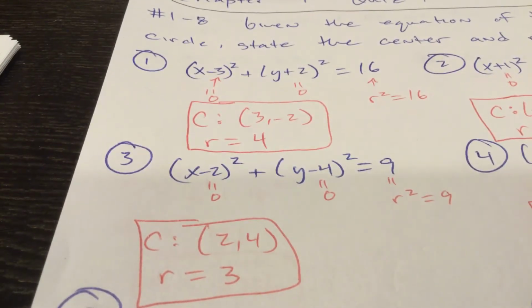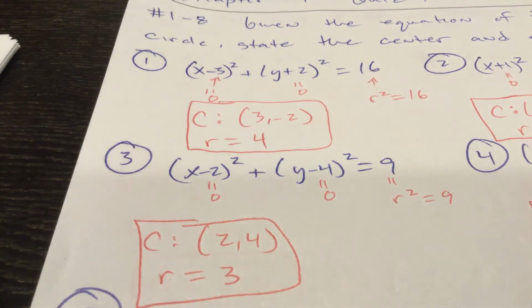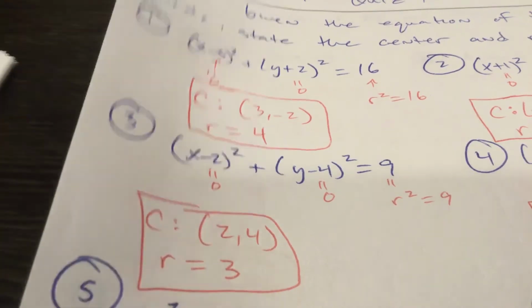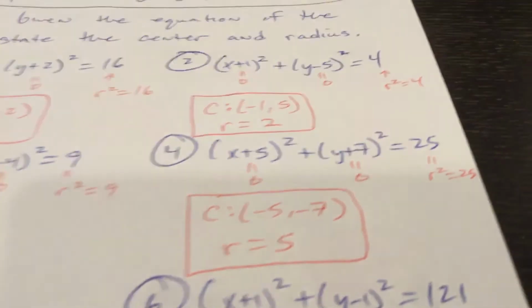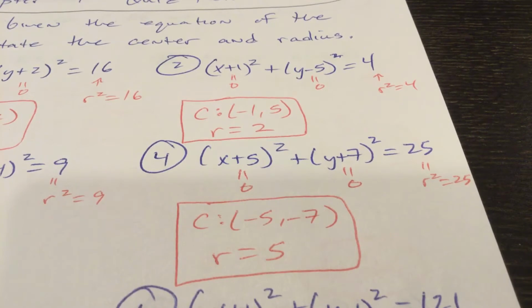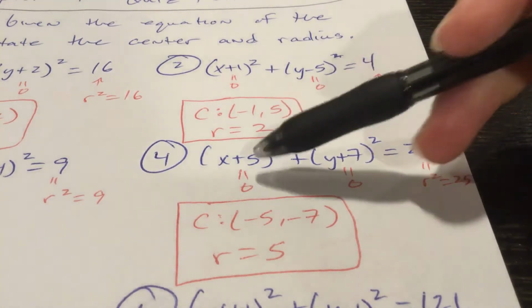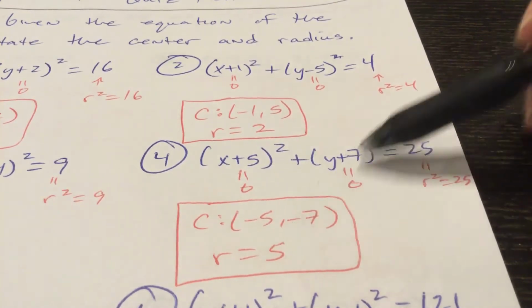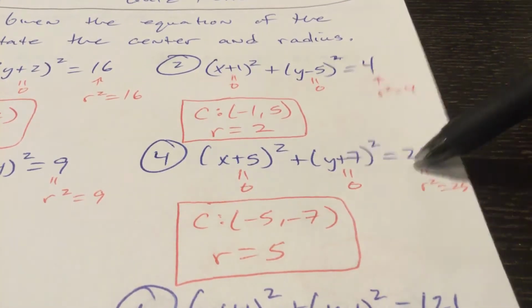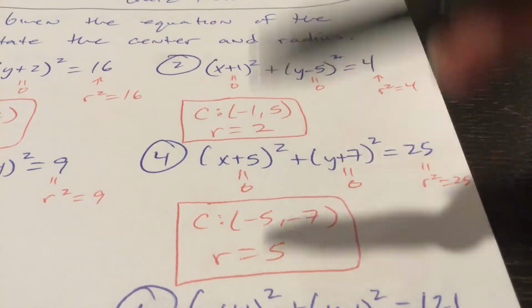(x minus 2) squared plus (y minus 4) squared equals 9. Set x minus 2 equal to 0, you get 2. Set y minus 4 equal to 0, you get 4. The center is 2, 4. r squared is 9, so the radius is 3. That's the name of the game there. (x plus 5) squared plus (y plus 7) squared is equal to 25. Set x plus 5 equal to 0, negative 5, comma. Set y plus 7 equal to 0, negative 7. r squared is 25. The radius is 5.